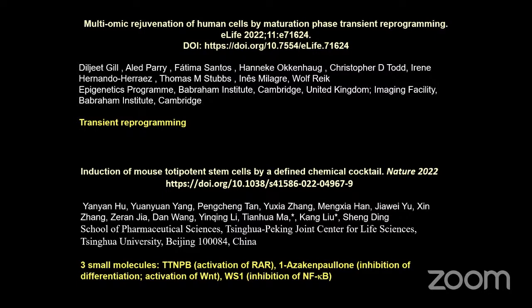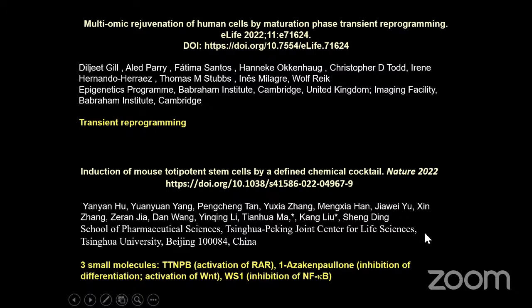This has already been demonstrated by this group, the Rex group, and last week's paper using 3 small molecules like TTNPB, which activates the retinoic acid receptor pathway. And there is another, azakenpaullone, another mimic of KLF4, which is one of the Yamanaka factors. It inhibits differentiation and activates Wnt signaling. Another molecule, WS6, inhibits NF-kappa B, so differentiation is inhibited. So using small molecules, they have reprogrammed the system to a totipotent state.